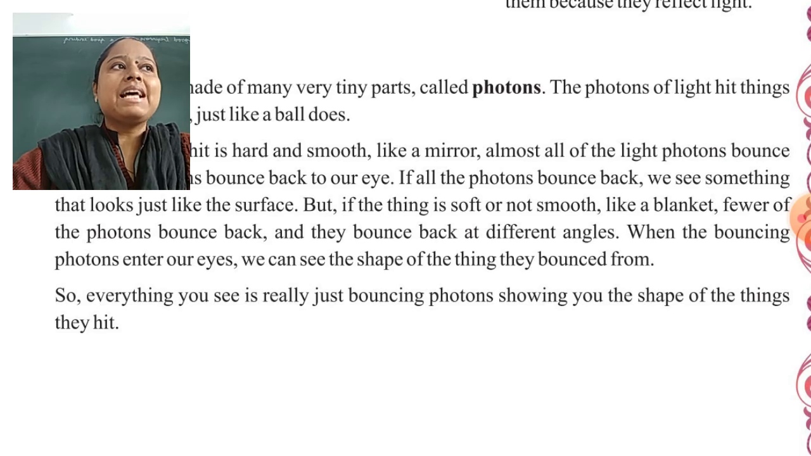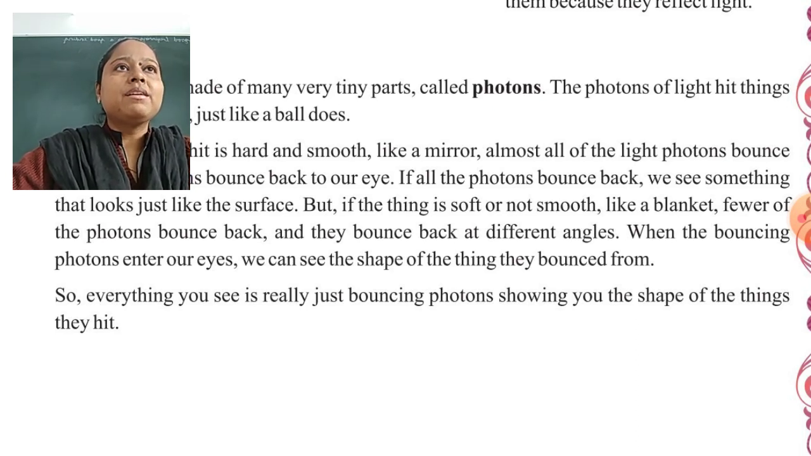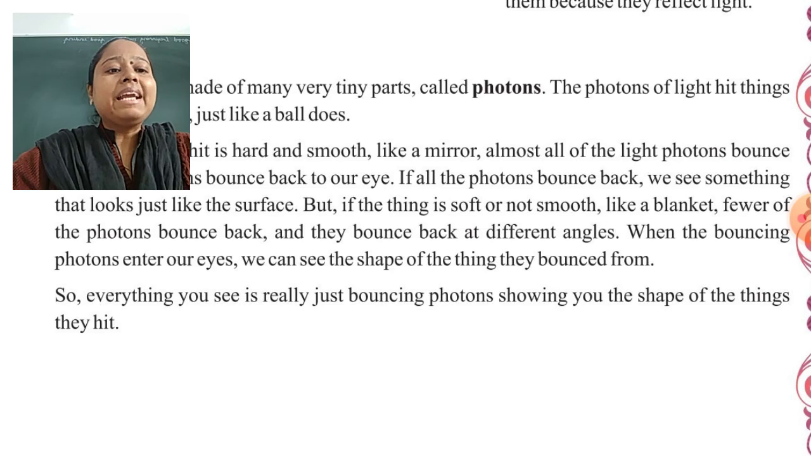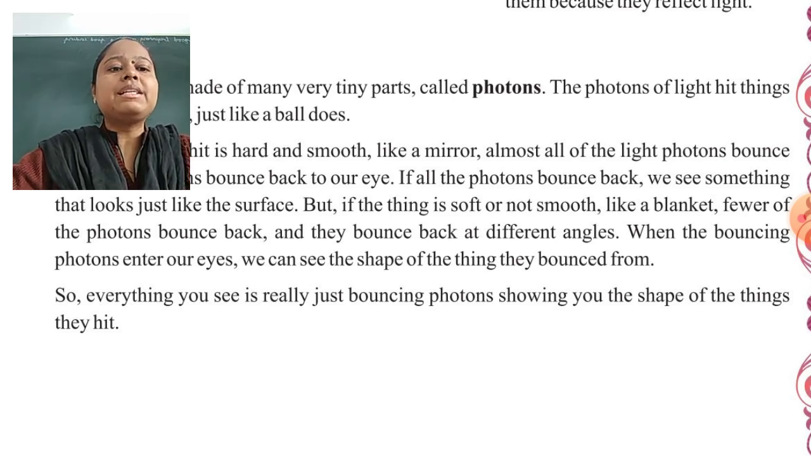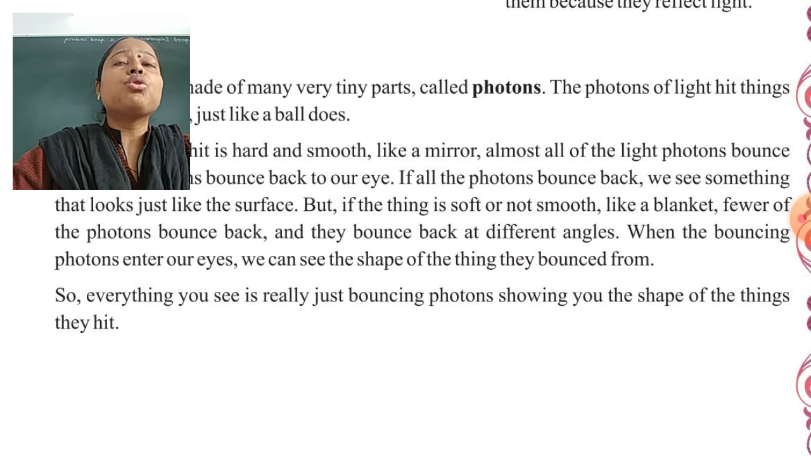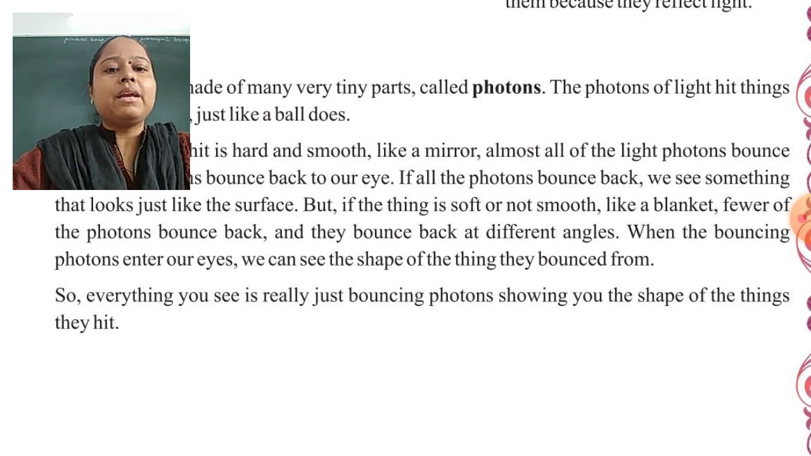Suppose the blanket is there, so we are able to see the shape of the thing because the photons are coming from different angles. Suppose you see a chair or a table, because the tiny particles bouncing back come from different angles, we are able to see that this is the shape of the chair or this is the shape of the table. So we come to know the shape through different tiny particles from different angles coming to our eyes.